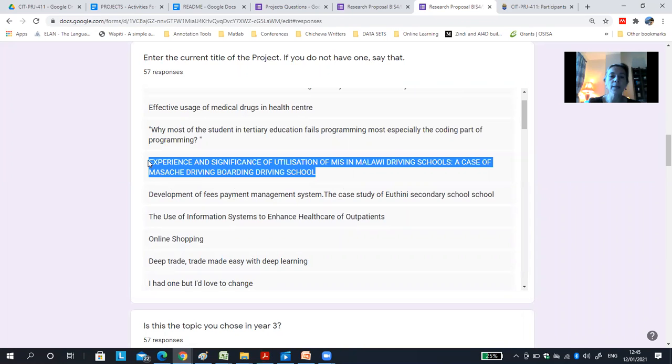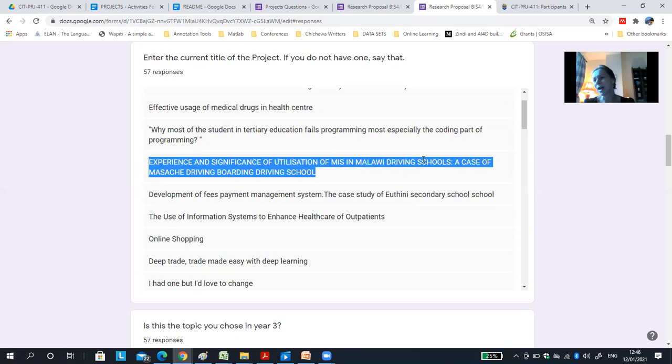Let's look at this one: Experience and significance of utilization of management information system in Malawi driving schools, a case of Masache driving school. Again, look at this title. Has the student polished it? You can see that there are some things there that are not clear yet. You need to go back to the title and be critical about it and how you can improve it. So this sounds like a management information system used by a driving school.